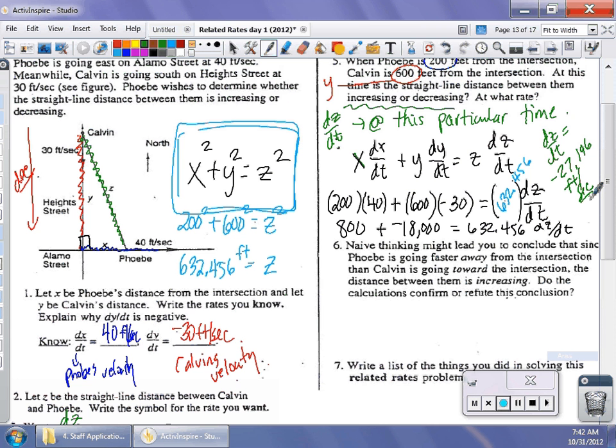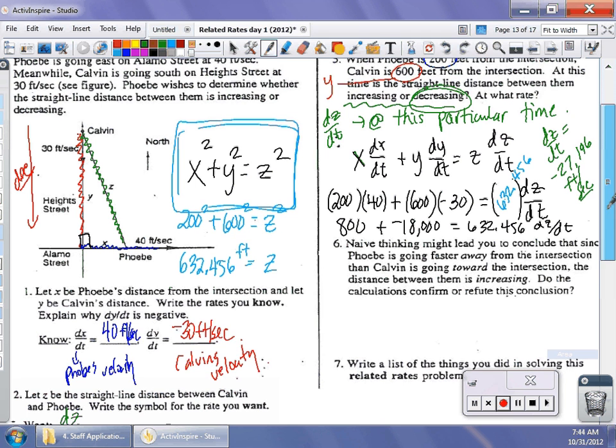And since that velocity is negative, the distance between them is decreasing. Remember, when velocity is negative, the distance is decreasing. So that's the first answer, and it's decreasing at a rate of negative 27.196 feet per second.